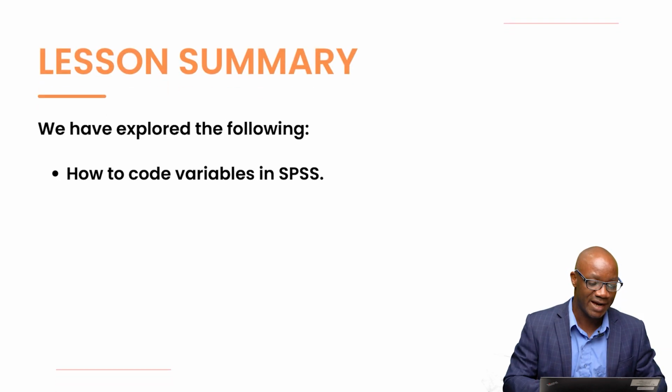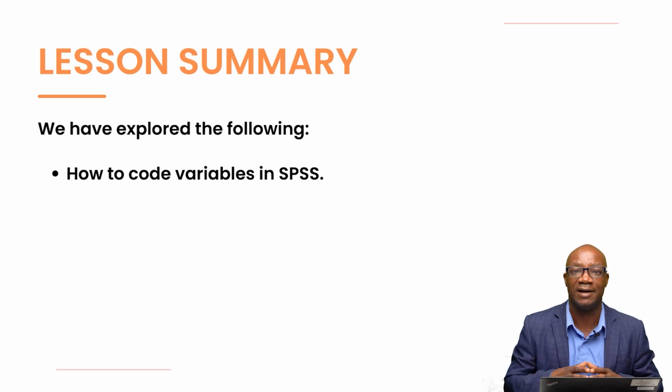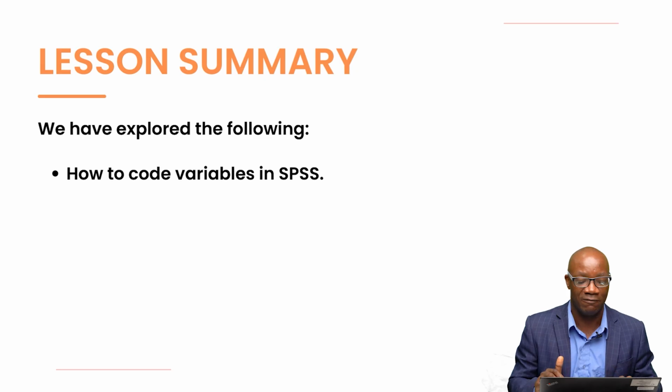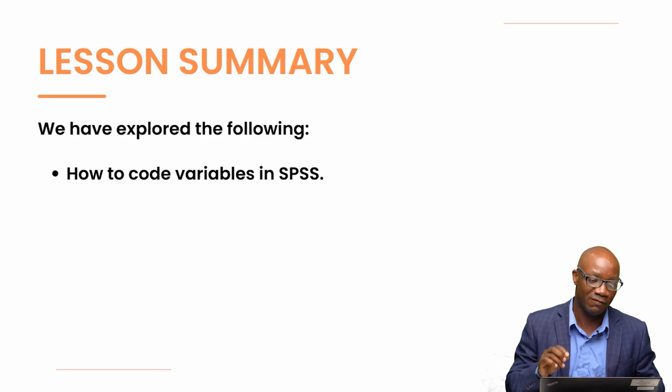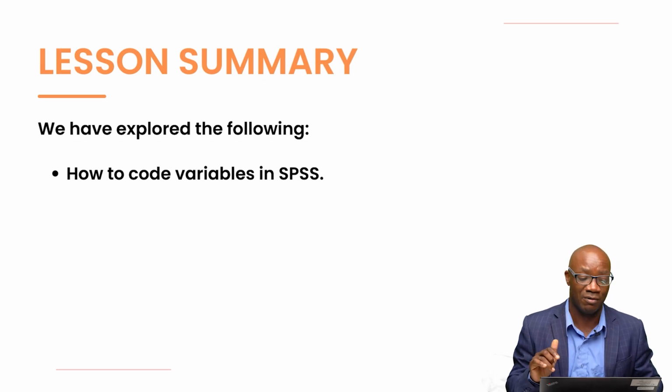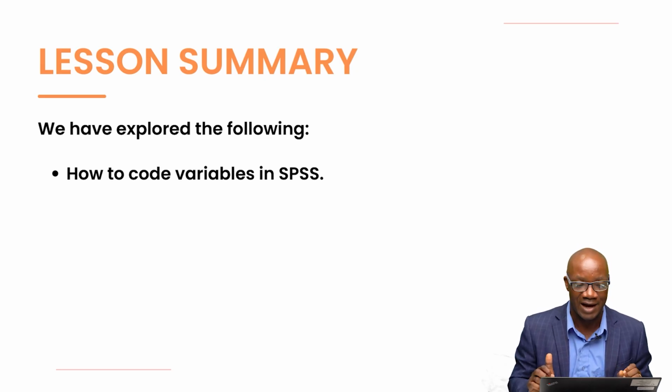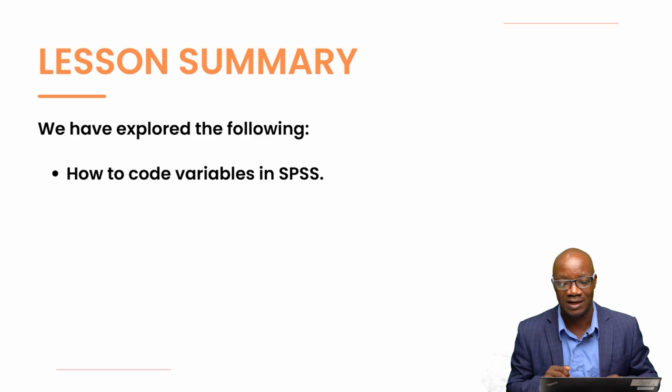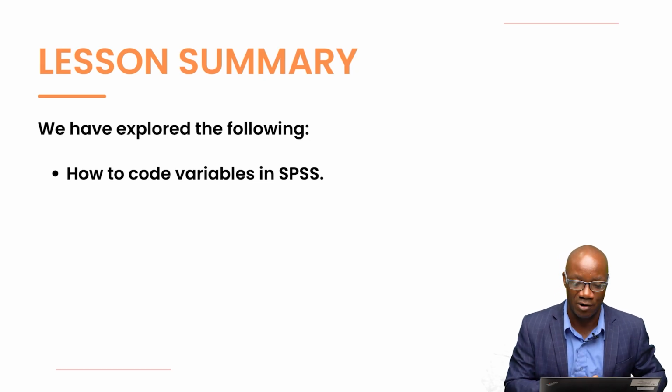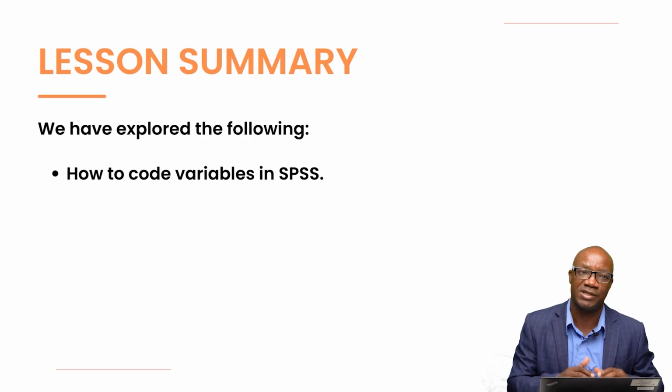So what have we done so far? In this lesson, we have been able to code variables in SPSS. We have looked at age and religion. Age was coded as a numeric variable because it was in the form of numbers, and religion was coded as a string variable. And in terms of measure, religion was a nominal variable, whereas age was a scale variable.